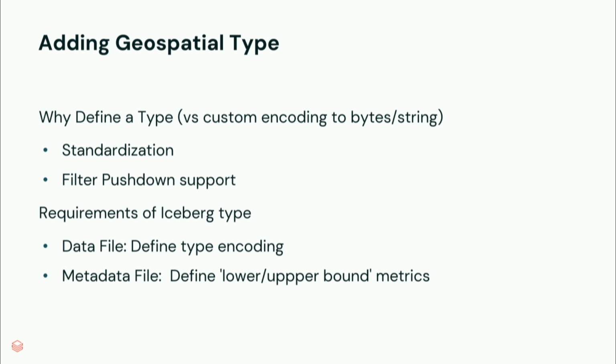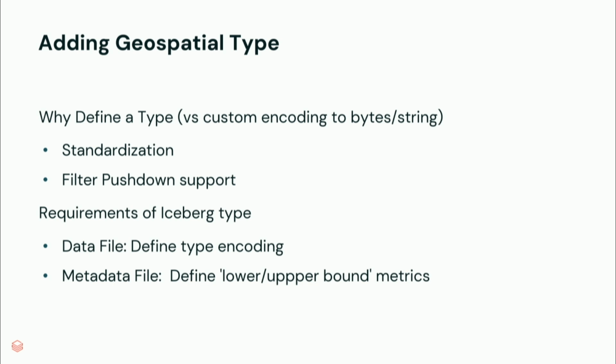So first, why is it important to define a geo type in Iceberg? Obviously, you can store geodata today even without a geo type, right? You serialize it into a byte, a string, struct, whatever. The problem is it's not standard, right? So only your engine is able to understand that. Another engine doesn't know it's geodata. Also, if Iceberg knows it's geodata, it can do optimizations.